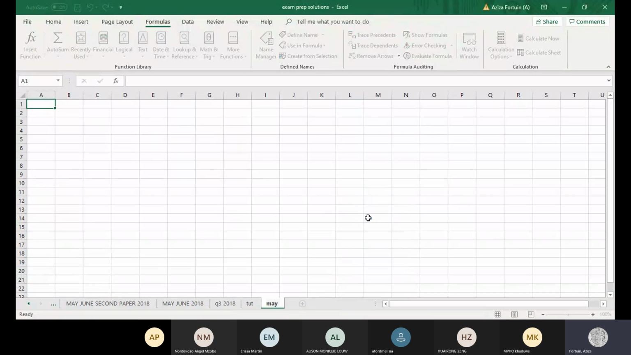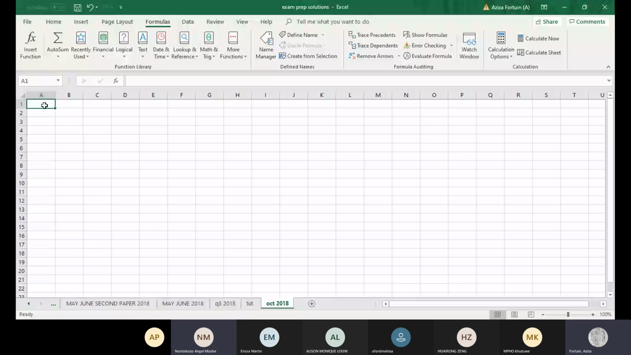Can you see my screen? Yes, we can. Okay, let's begin.